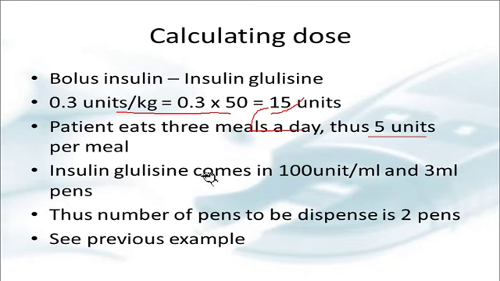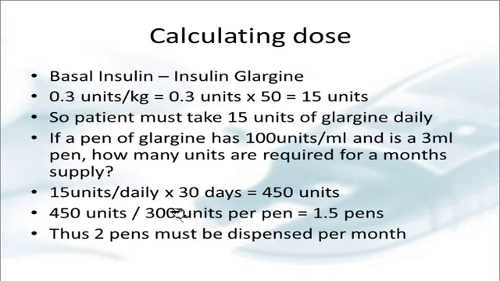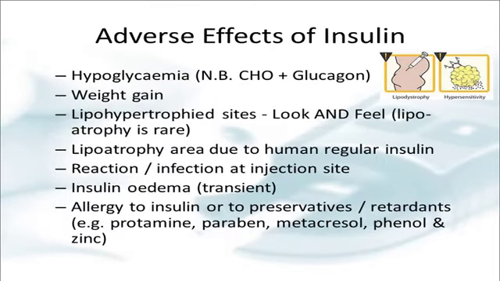And therefore, if the insulin comes in 100 units per ml and is a 3 ml pen, we'll say that you need 15 units times 30 days, which is 450 units. 450 units at 300 units in a pen means that you'll need to dispense 2 pens to the patient. And if you look at the previous example, with 300 units in a pen and 450 units required, you need 1.5 pens, but you can't dispense half a pen, so you need to dispense 2 pens.